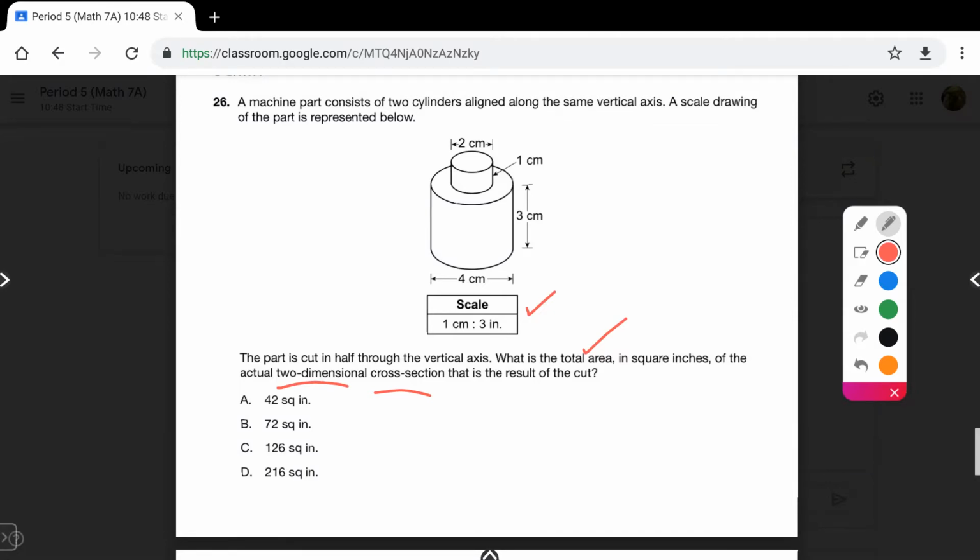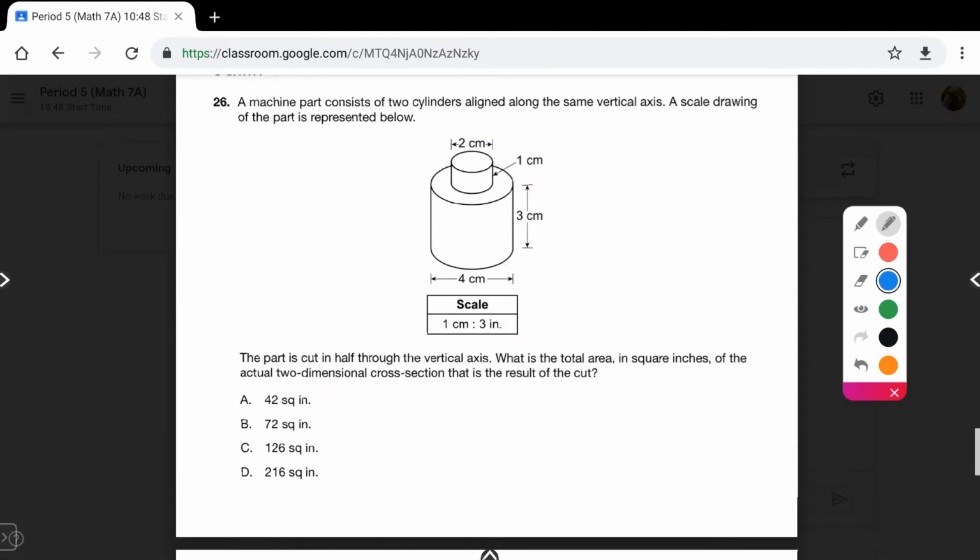First and foremost, anytime you have a scale, you need to convert your numbers before you do anything else. Please remember that. My scale says that I have 1 centimeter to every 3 inches, okay? So now all of my values up here are in centimeters. So what I want to do is take the number of centimeters, because 1 centimeter equals 3 inches, and multiply all the centimeter values by 3.